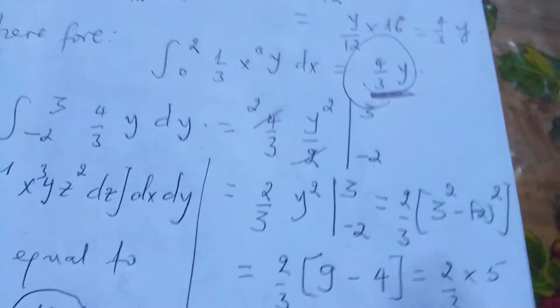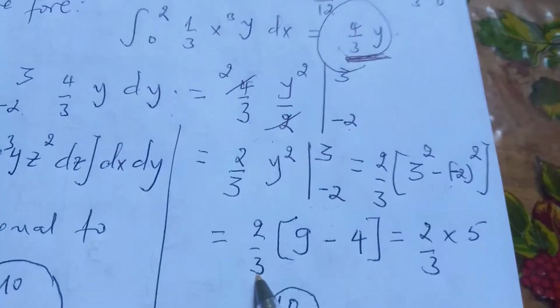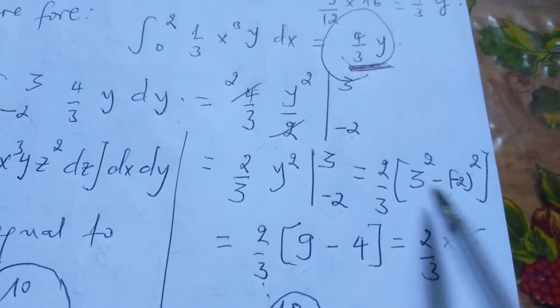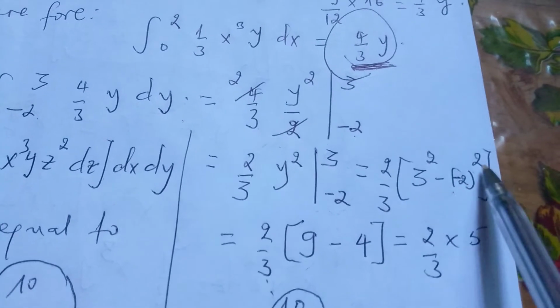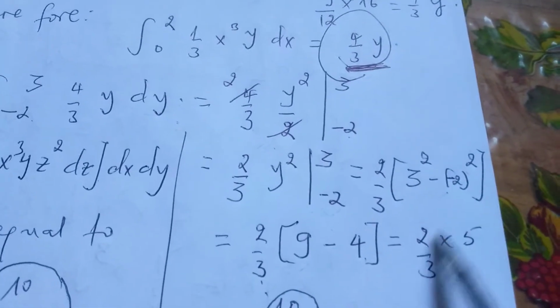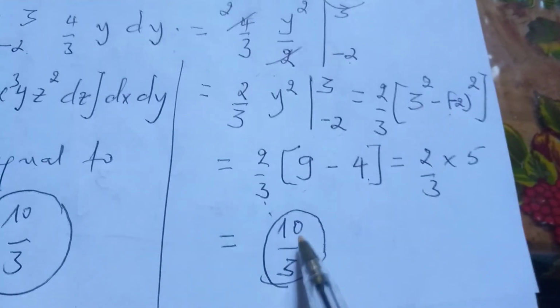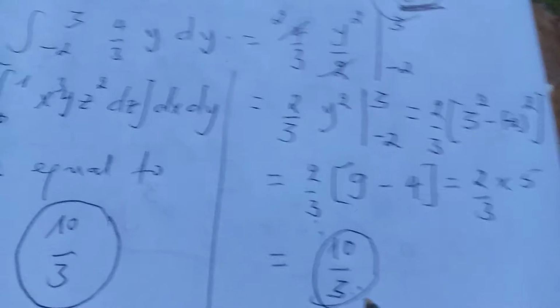And then this will be equal to 2 over 3, yes, 9 minus 4. 3 squared is equal to 9, and -2 squared is equal to 4. Then here we find that it is equal to 2 over 3 times 5. And this will be equal to 10 over 3.